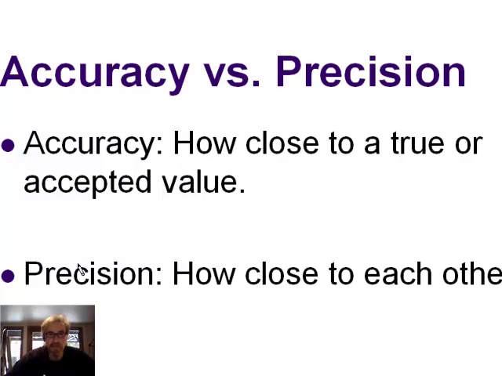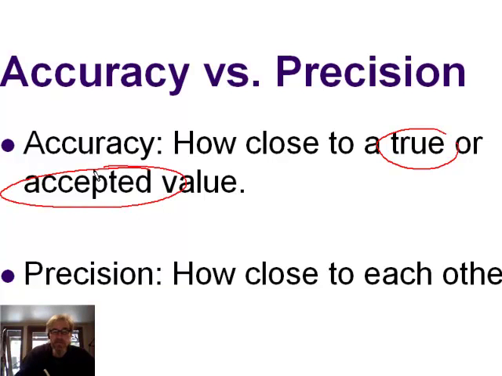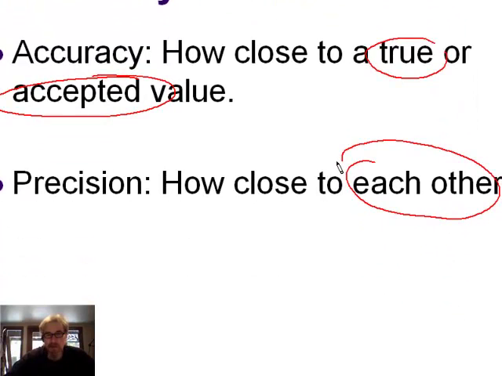These are different but related to one another. Accuracy and precision. Accuracy is how close your values, or your measurements, are to a true or accepted value. Precision, on the other hand, is how close your measurements are to each other. People use these in everyday language, accuracy and precision, as if they mean the same thing. But they really don't. Accuracy and precision are different.